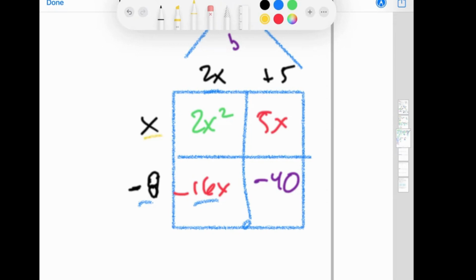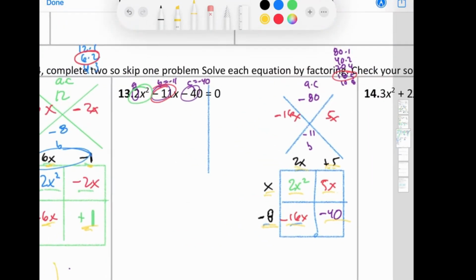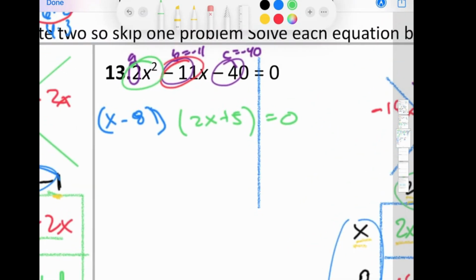So let's multiply x times 2x, 2x squared. x times 5 is 5x. -8 times 2x, -16x. -8 times 5, -40. Done! So x minus 8, 2x plus 5. And remember, check your answer. We've done that before in the warm-ups, but you can use your FOIL.